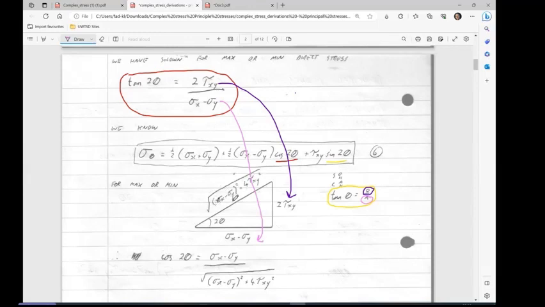Okay, so we've now got a triangle which is only going to be true at our principal stresses. We know it's only going to be true at our principal stresses because we created that triangle from this equation here. Okay, but now we've drawn that triangle from this equation here, we can work out what cos 2 theta and sine 2 theta is.